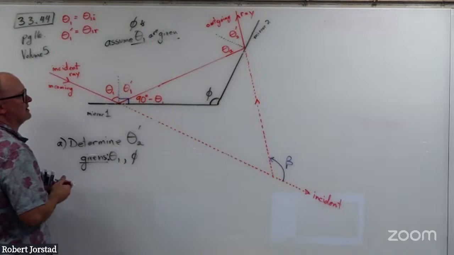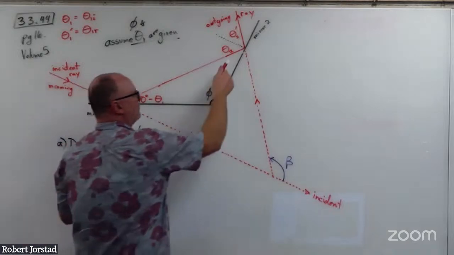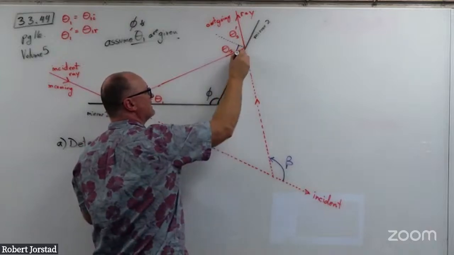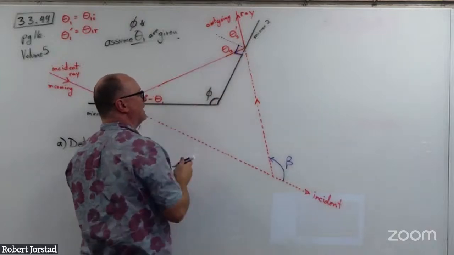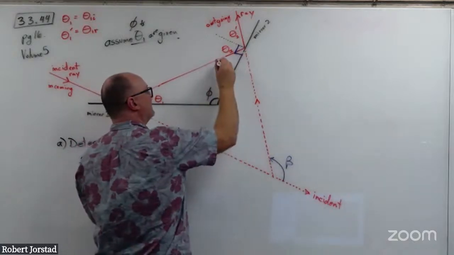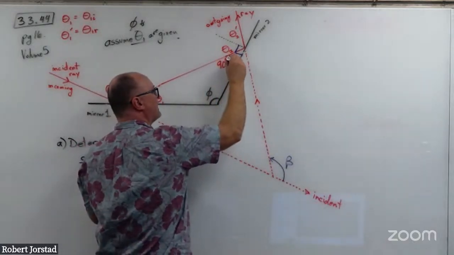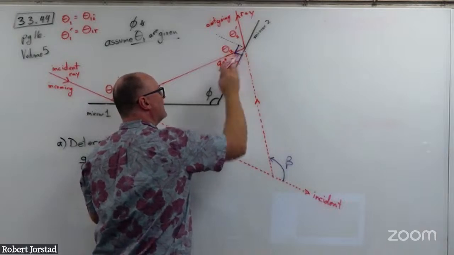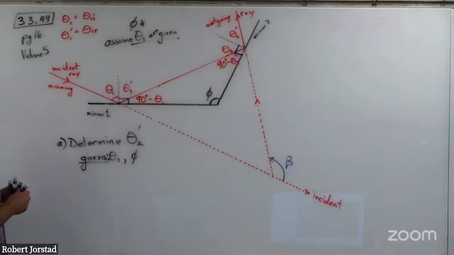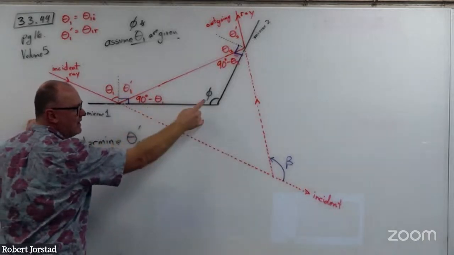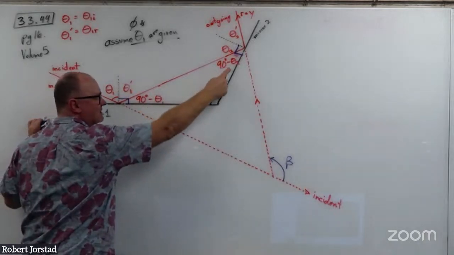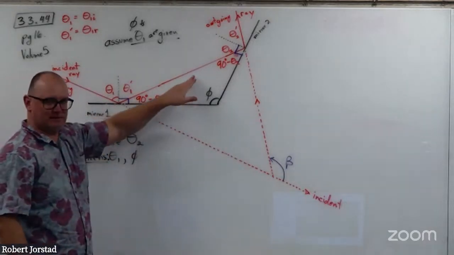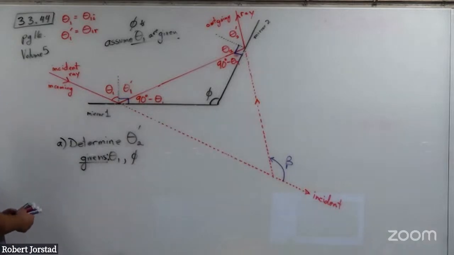Okay, so wait a minute. Isn't this angle right here related to that as well? Let's see. This is a right angle right here. So isn't this angle 90 degrees minus theta 2? Whoops, minus theta 2. So I see that I know theta 1, I know phi, I should be able to get theta 2 and work my way to theta 2 prime if I use triangles. So let's go ahead and do that.